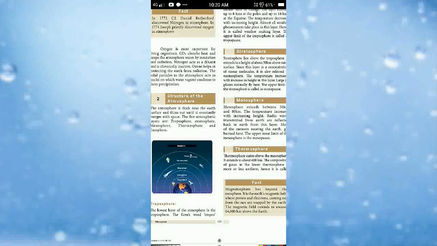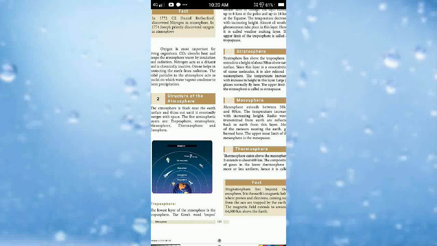The homosphere and the heterosphere. What is the meaning of homosphere? What is the meaning of heterosphere? Because of the uneven composition of gases in the thermosphere, it is known as a heterosphere. The uniform gases in the thermosphere are known as a homosphere. Here the temperature increases with increasing height.